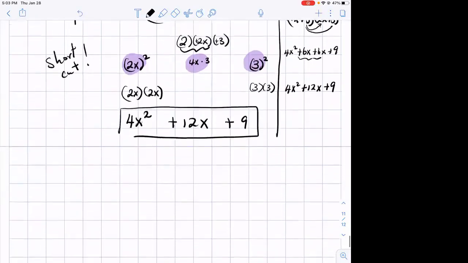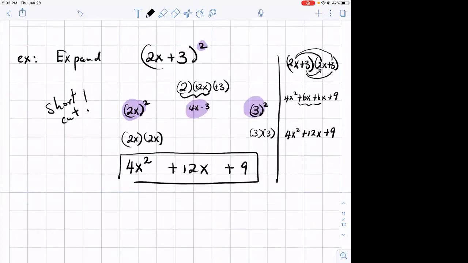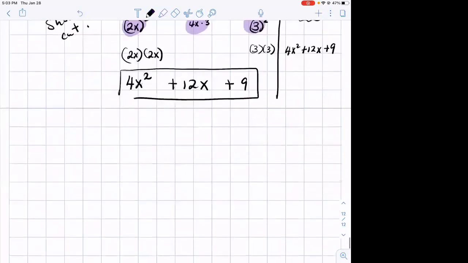Now, we could have where the power here is bigger than 2. You could have a scenario where the power is 3. Well, what do you do in that case? Suppose I asked you to expand 5x plus 2 cubed. Well, there is a cubic formula which you will also learn.